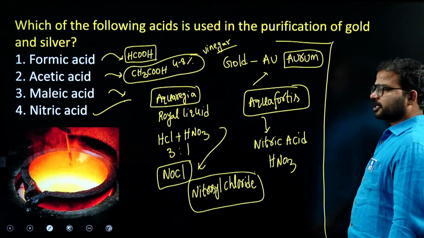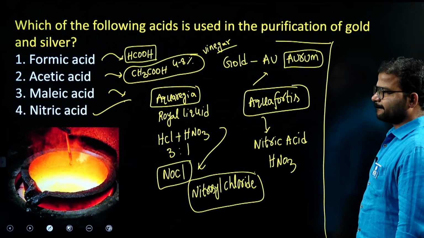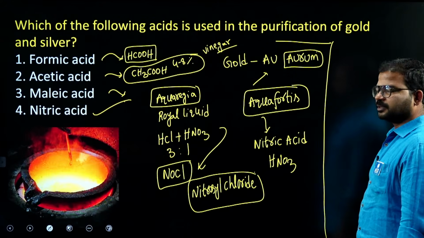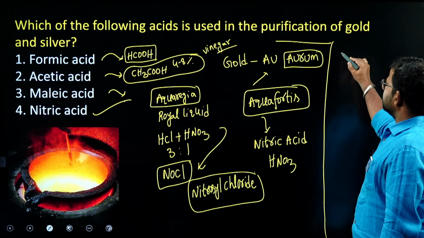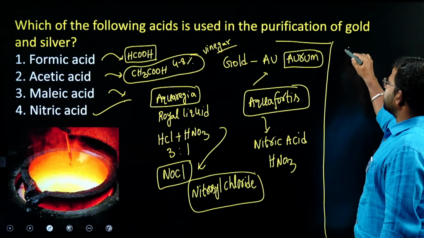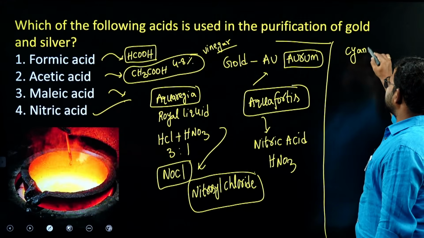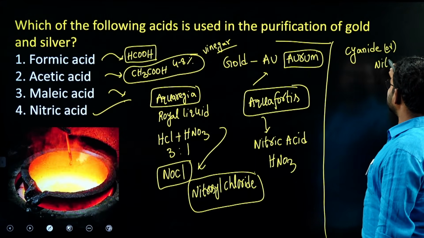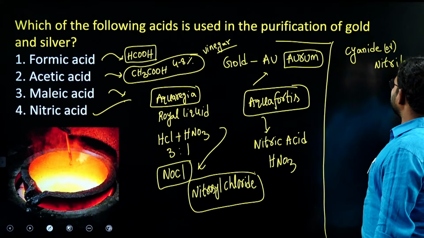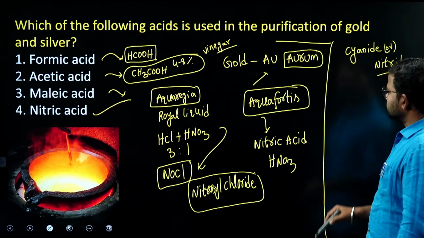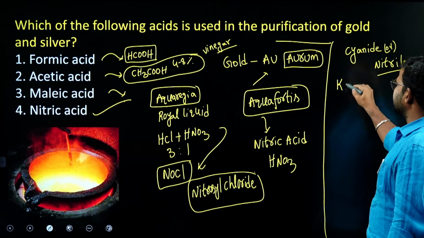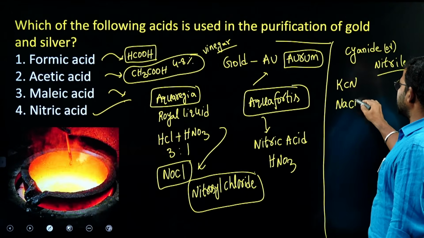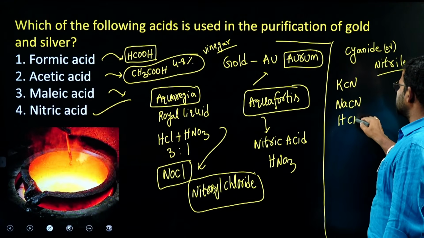What is the name of the chemical? Anyone? Okay, so that is nothing but cyanide, also called nitrile. Generally we can use potassium cyanide, KCN, or sodium cyanide, NaCN, or HCN, hydrogen cyanide.